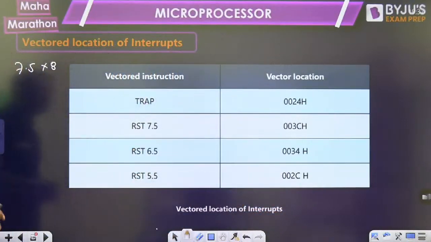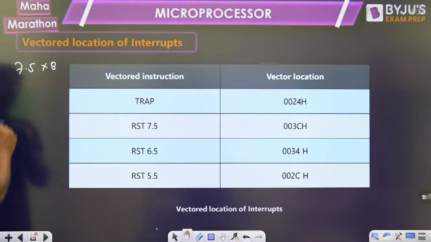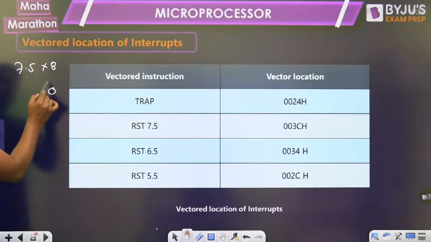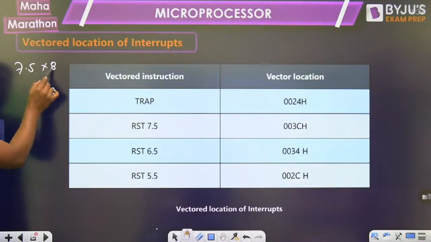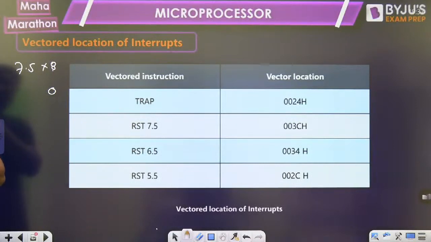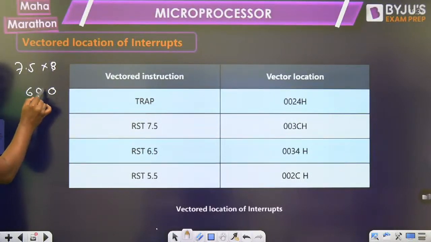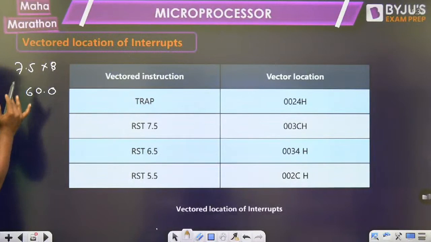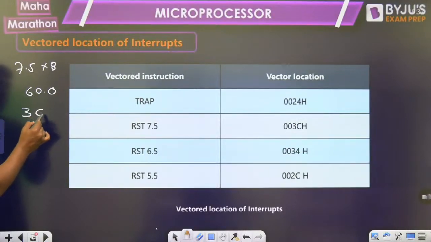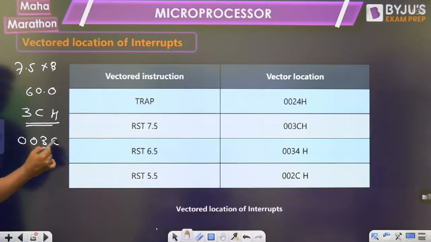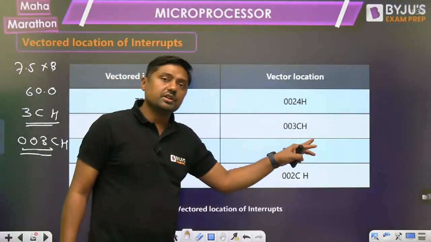How can we find the location? First of all, multiply 7.5 by 8. 8 into 7 is 56, plus 4, that is 60, and this is in decimal. Now convert it into hexadecimal. When I divide by 16, you will get 3CH. The program will shift to 003CH. This is the location, 003CH.